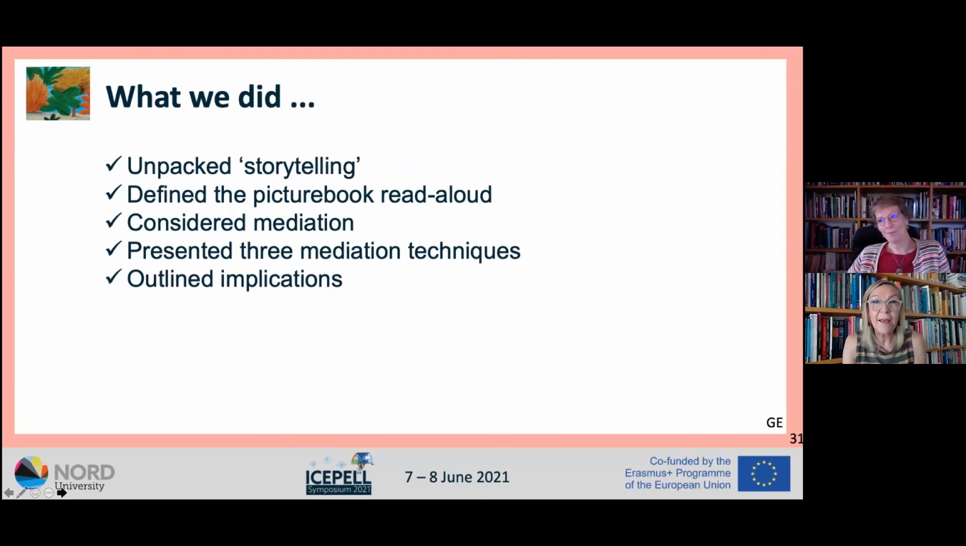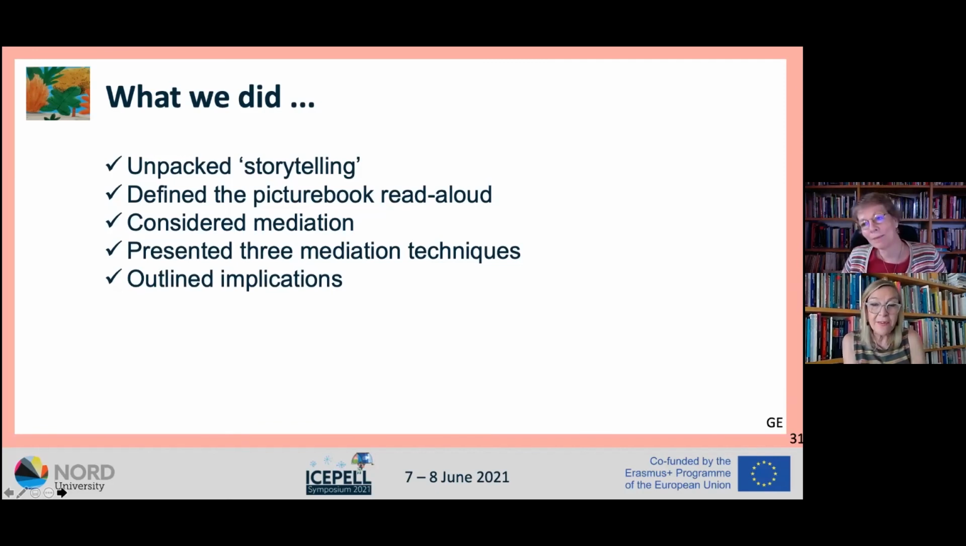Okay, so this is what we have covered today. First of all, we've unpacked the term storytelling to show the differences between oral storytelling and reading aloud from a picture book, to highlight that they are different activities, requiring different competences, and offering different affordances to the child. We've defined the picture book read aloud for you and suggested that it is a performance event. We have defined mediation and the process of mediating a picture book read aloud, which begins with the picture book selection and ends with follow-up activities, and all of which is dependent upon the teacher using a combination of techniques effectively. And we presented those three mediation techniques, which we think are important: the body, eyes, and voice, reading aloud, and read aloud talk.